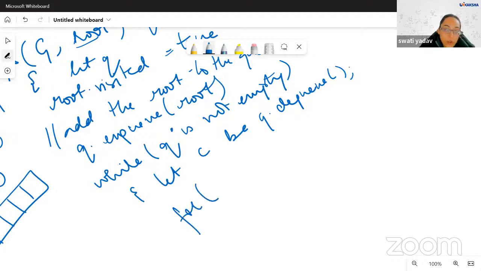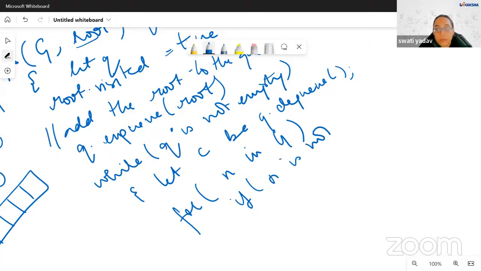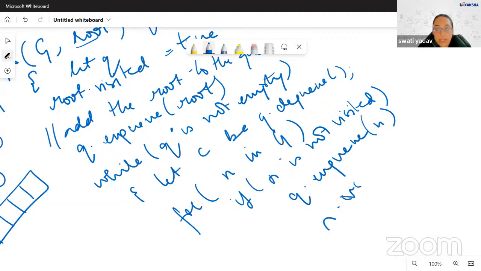Run another for loop over all the neighbors of the current node in your graph G. That is what we are trying to implement. Now you are going to check if N is not visited. If you have not visited it, then you have to go to it. That means you have to enqueue that node, add it to the queue, and then mark N as visited. Once you have gone to that node, you put it as true.